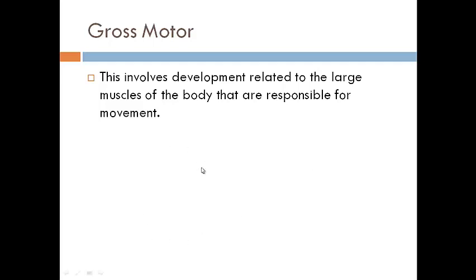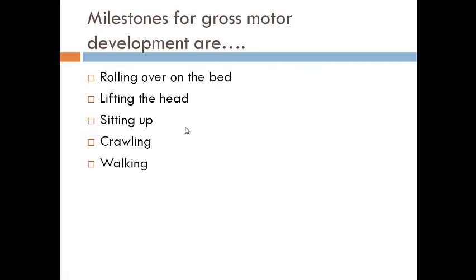So like we said, they're grouped into 4 categories. Okay, and the first one was gross motor. Like I said, this involves development related to the large muscles of the body that are responsible for any type of body movement. So the things we monitor or the milestones for gross motor development are rolling over on the bed. So usually a baby, when they're born, they just lie on their back, and then as they start getting older, they have the ability to just kind of flip over.